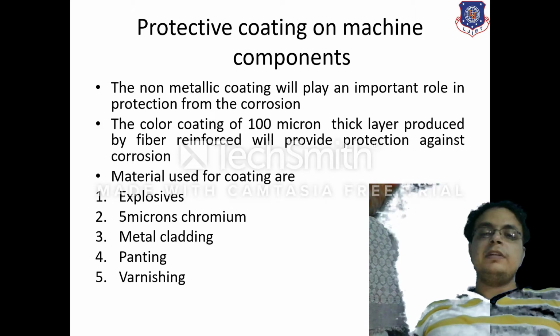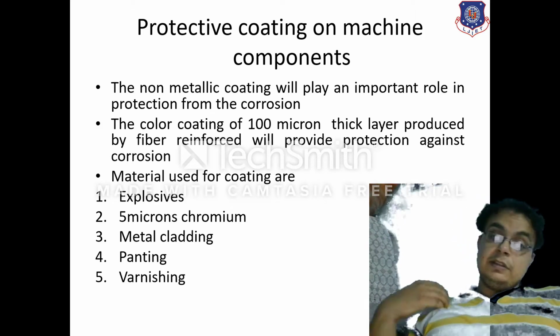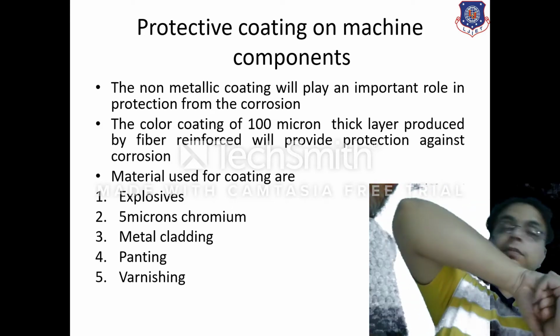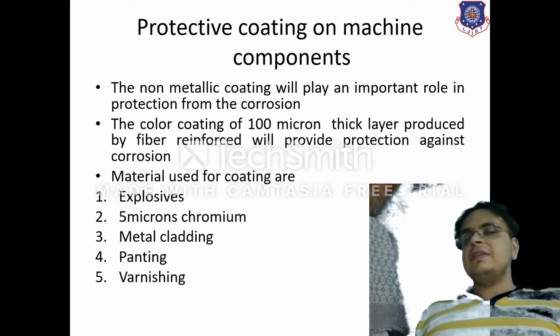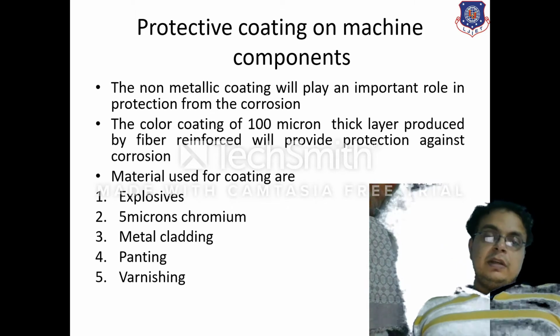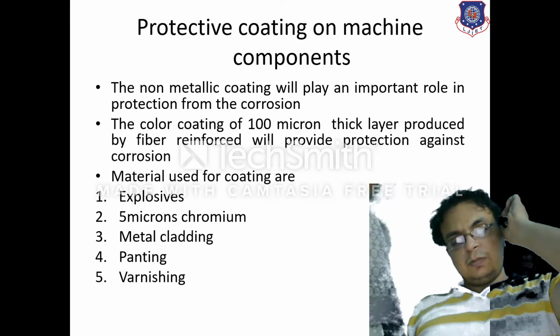It is non-metallic coating or metallic coating. All kinds of coating will be provided. This coating plays an important role in protecting the surface from corrosion. Generally, a 100 micron thick layer of fiber reinforced coating will provide protection against corrosion. The other thing that is required is explosives.